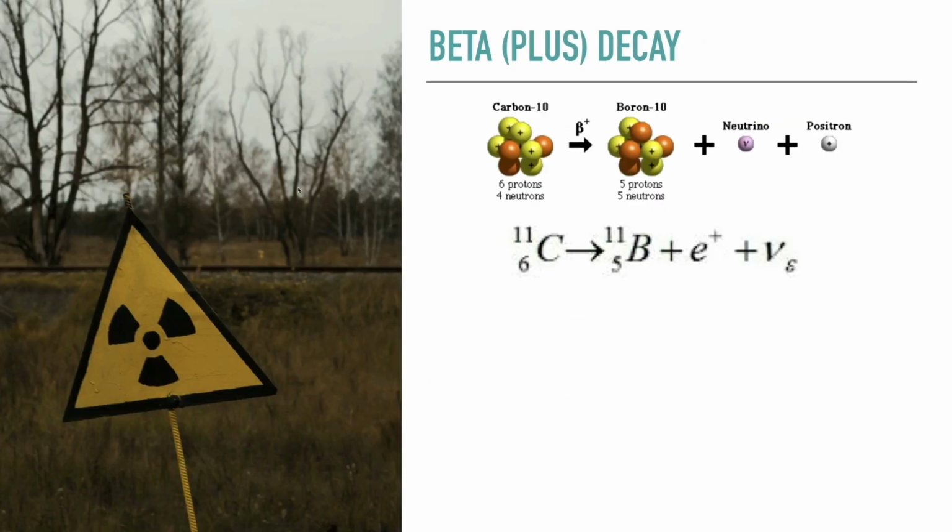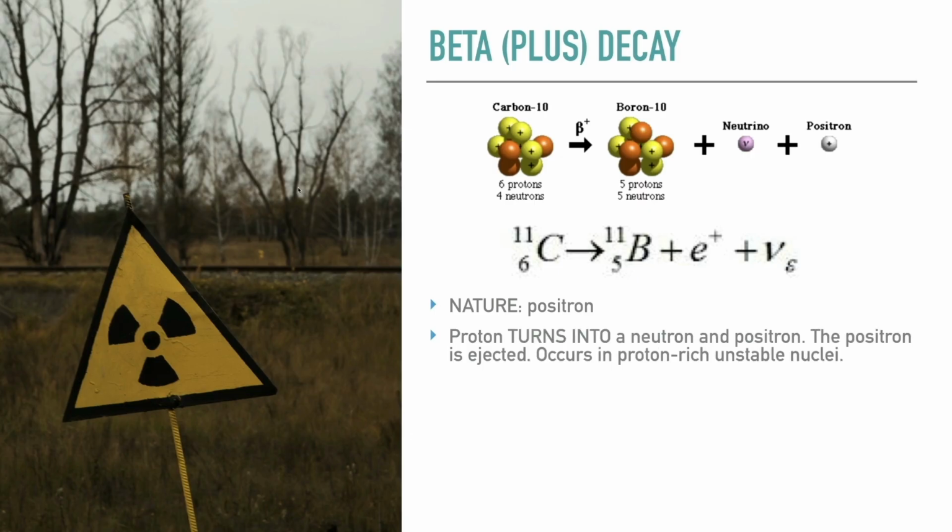Okay, so the next type of beta decay is the beta plus decay. And you'll notice some really huge similarities in this type of decay. First of all, earlier it was an electron and an antineutrino coming out. This time it's a positron and a neutrino being ejected. So the total opposites of the ones before. So the nature of a beta plus decay is that it's a positron. And in this case, it's a proton that turns into a neutron and a positron. The positron is ejected, and this only occurs in proton-rich unstable nuclei. So if you have an unstable nucleus that's got too many protons, this is the kind of decay that happens.